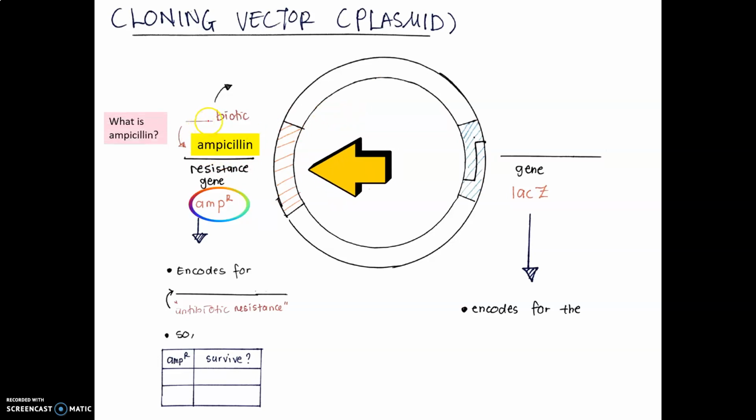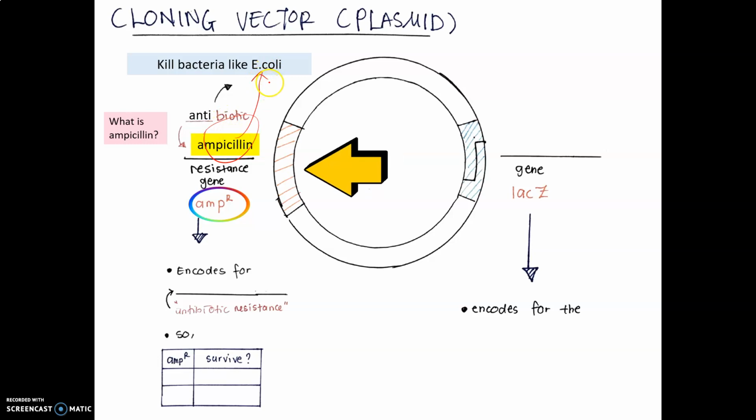Dia adalah antibiotik. Di mana kalau dalam nama antibiotik, anti means benci. Biotik means benda hidup. Apa yang dia benci? Dia benci benda hidup. Dia benci bakteria. Jadi apa yang berlaku? Dia akan kill bakteria like E. coli. Ampicillin ini dia akan kill bakteria macam E. coli.